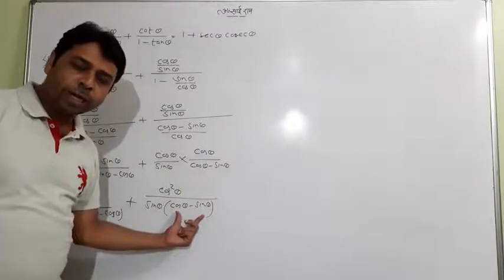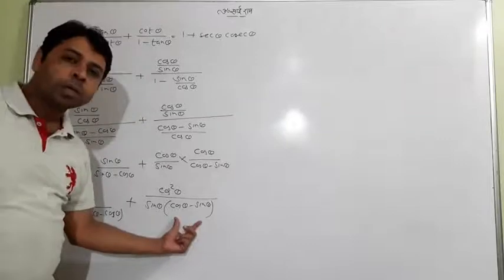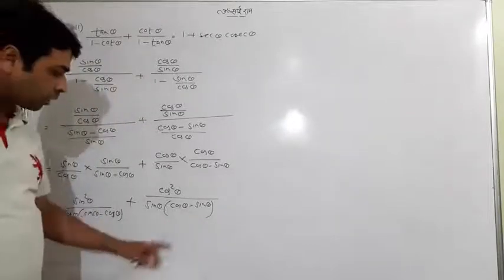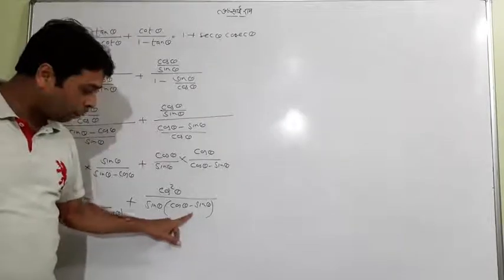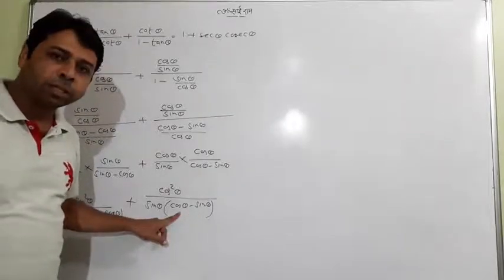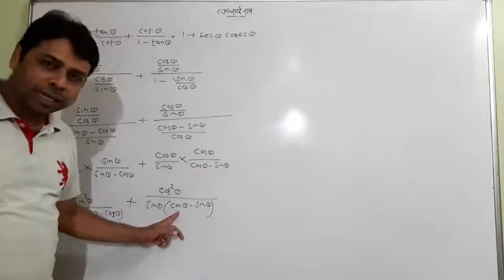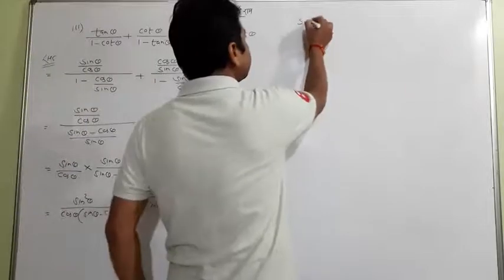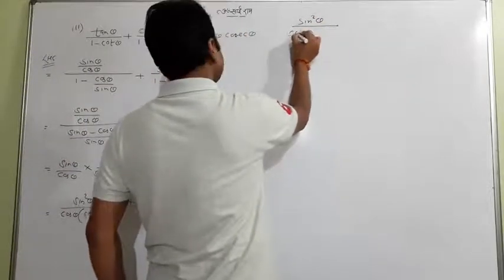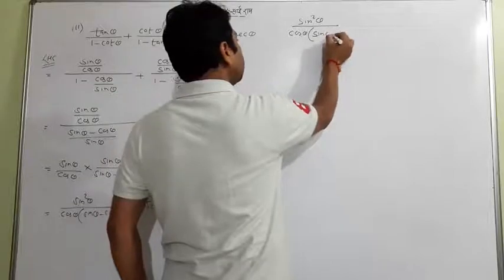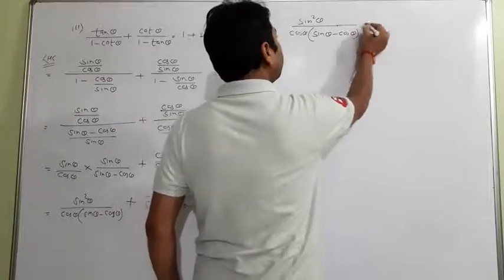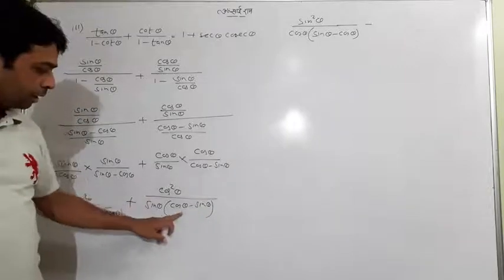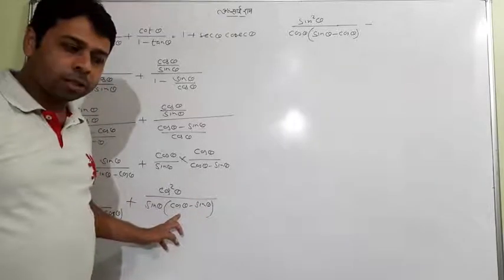So very intentionally I tell you that both can seem equal, but this time they are not. This is sine minus cos, this is cos minus sine. So we take out a common minus from here, and it will automatically change to sine minus cos. So what will happen then? Sine square theta upon cos theta and sine theta minus cos theta. Now I will write a minus sign here. This is a plus sign. So why did the minus come? Because I took minus common.